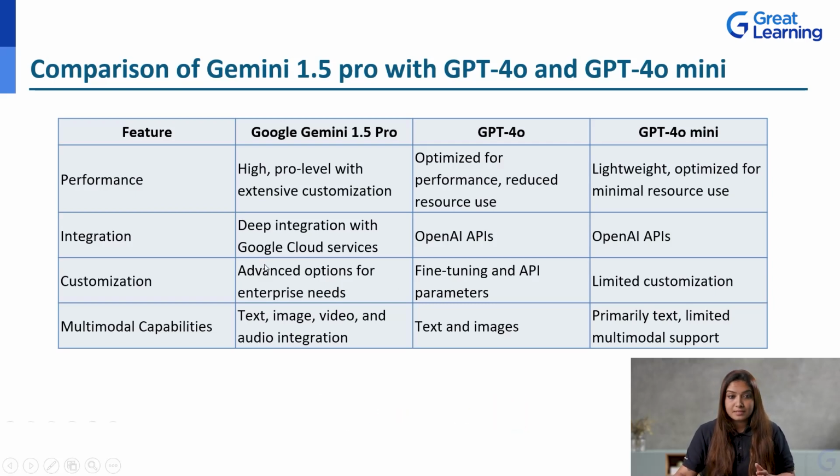Next comes customization. Gemini has advanced options to fulfill enterprise needs. But GPT has a fine-tuning nature and API parameters are considered. Mini has limited customization. Next, multimodal capabilities. How many modalities can you integrate, and how is that capability? Gemini supports text, image, video and audio integration. But with GPT, you can integrate text and images. Mini is primarily text, with limited multimodal support. It is not that supportive of multimodal capabilities.